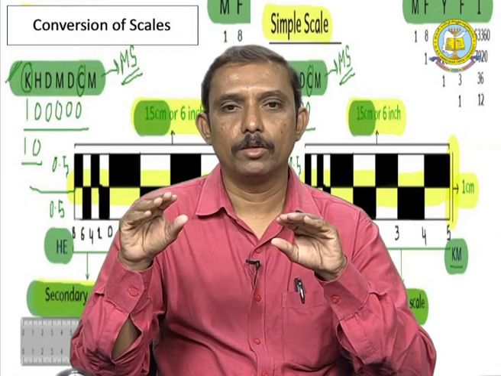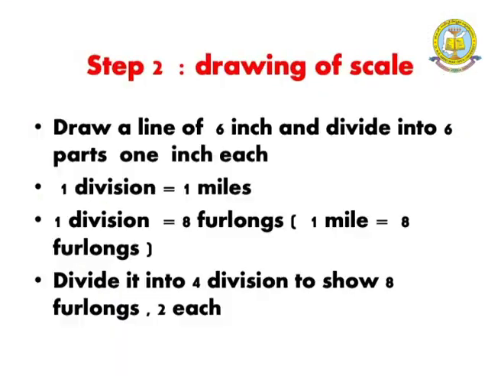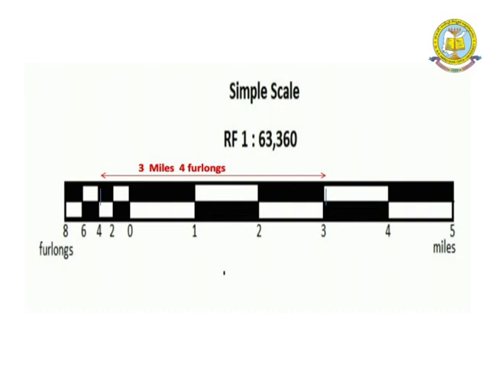the miles as the primary unit, and we come to the secondary unit division, that is furlongs. For furlong conversion, 1 division shows 1 mile. In 1 division we have 8 furlongs, so 1 mile is equal to 8 furlongs, and you divide this primary division into 4 parts. Just like if you see here on this map, it is measured in miles and furlongs, divided into 4 parts: 2, 4, 6, 8. Here we are measuring 3 miles 4 furlongs using this scale.